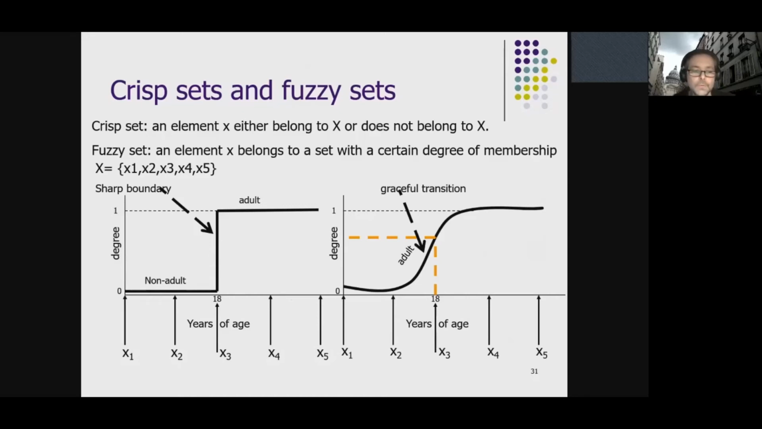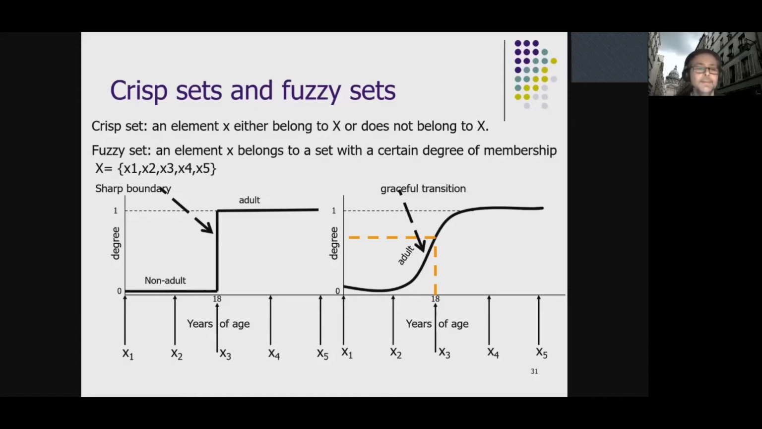So let me introduce you now to the concept of fuzzy set, which is very important to understand fuzzy logic. Normally, we are talking about crisp sets, and in crisp sets, we say that things either belong or do not belong to the set. But in fuzzy, things are slightly different. In a fuzzy set, an element belongs to the set with a degree of membership. So each element is associated with a degree of membership. And I have this simple example here about the set of adults.